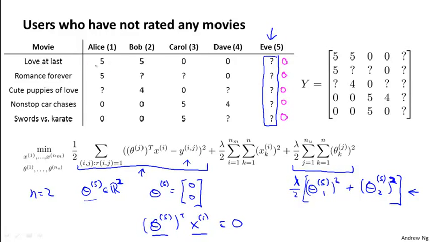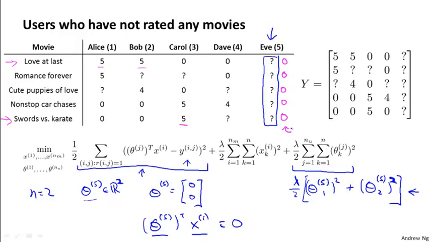If you look at the different movies, Love at Last, this first movie, a couple of people rated it 5 stars, and even for Swords versus Karate, someone rated it 5 stars. So some people do like some movies. It seems not useful to just predict that Eve is going to rate everything 0 stars. And in fact, if we're predicting that Eve is going to rate everything 0 stars, we also don't have any good way of recommending any movies to her, because all of these movies are getting exactly the same predicted rating for Eve, so there's no one movie with a higher predicted rating that we could recommend to her. So that's not very good.